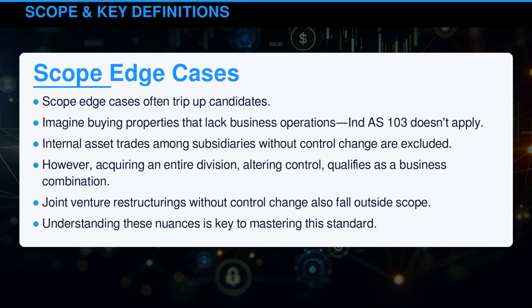Scope edge cases often trip up candidates. Imagine buying properties that lack business operations. Indian Accounting Standard 103 doesn't apply. Internal asset transfers among subsidiaries without control change are excluded. However, acquiring an entire division, altering control, qualifies as a business combination. Joint venture restructurings without control change also fall outside scope. Understanding these nuances is key to mastering this standard.